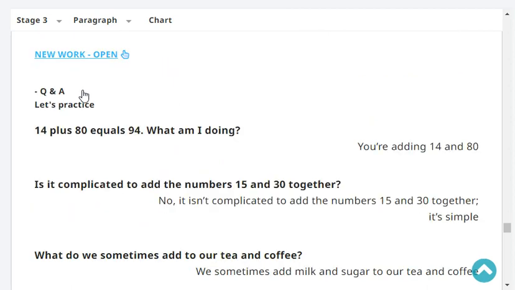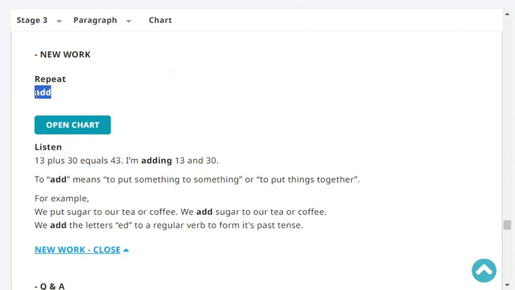Okay. Next, repeat. Add. Very good. Okay, listen. 13 plus 30 equals 43. I'm adding the numbers 13 and 30. So the word to add means to put something to something, or to put things together. For example, we can say we add sugar to our tea or coffee. We add the letters ed to a regular verb to form its past tense.